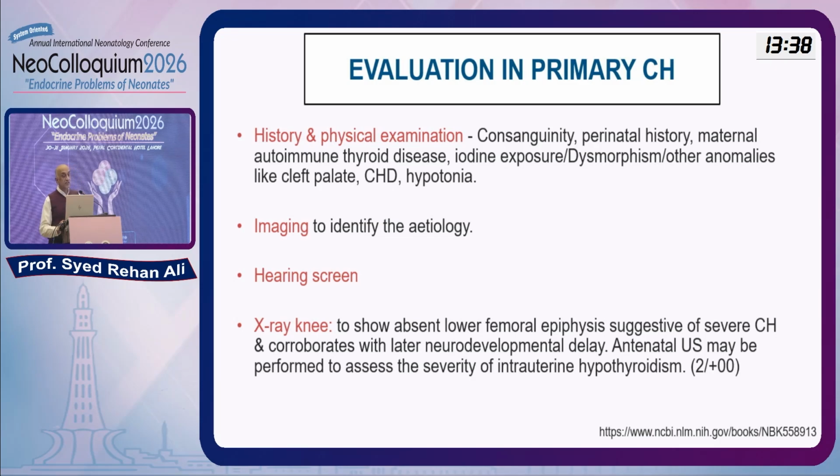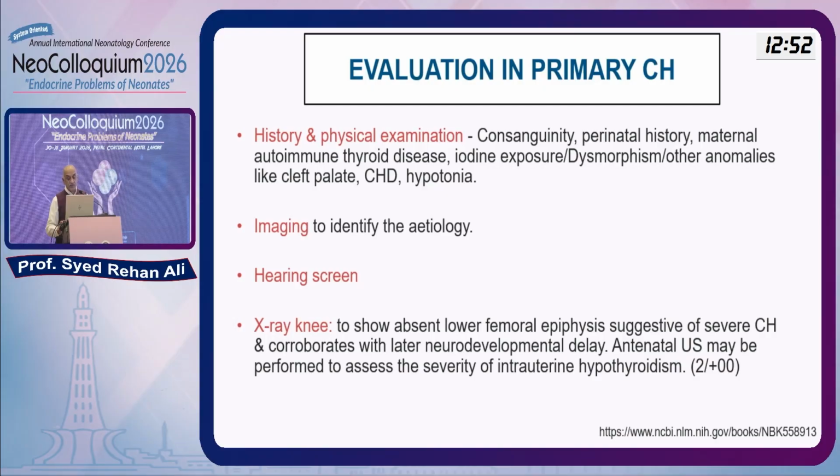Evaluation, history and physical examination. You see if there is a consanguinity, if there is a perinatal autoimmune thyroid disease, if there is a maternal iodine exposure, any dysmorphism in the baby, or anomalies like cleft palate, congenital heart, and hypotonia. You do the imaging, identifying the etiology, hearing screening is recommended, and the X-ray knee to show the absent lower femoral epiphysis, which is suggestive of severe congenital hypothyroidism and corroborates with later neurodevelopmental delay.